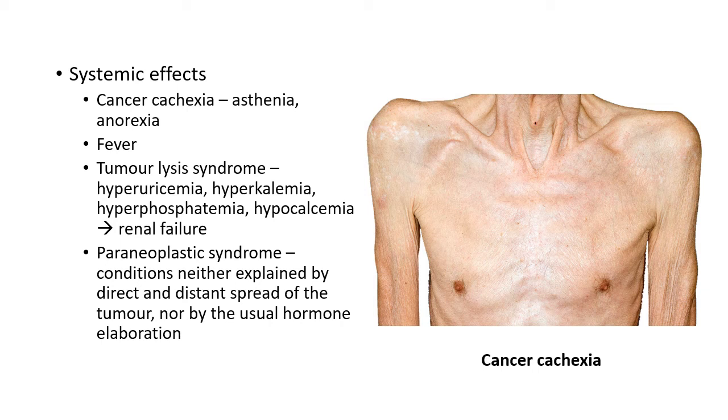The third systemic effect is tumor lysis syndrome. The extensive destruction of a large number of rapidly proliferating tumor cells leads to a renal syndrome called tumor lysis syndrome. This syndrome is characterized by hyperuricemia, hyperkalemia, hyperphosphatemia, hypocalcemia, and this can end in renal failure.